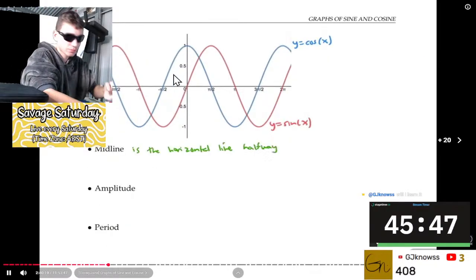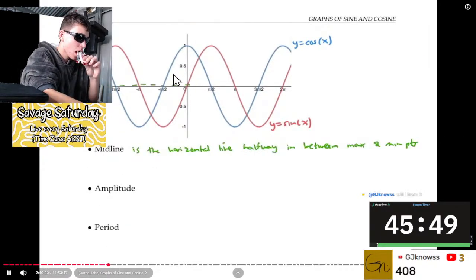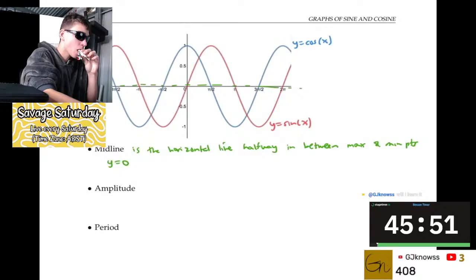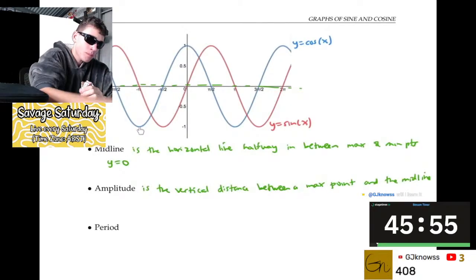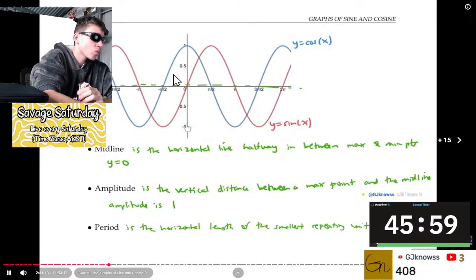We can also use the maximum and minimum points. Here, the midline is y equals 0. The amplitude is the vertical distance between a maximum point and the midline. You can also think of the amplitude as the vertical distance between a minimum point and the midline, or as half the vertical distance between a max point and a min point. The period is the horizontal distance between consecutive maximum points, or minimum points, which is 2 pi.